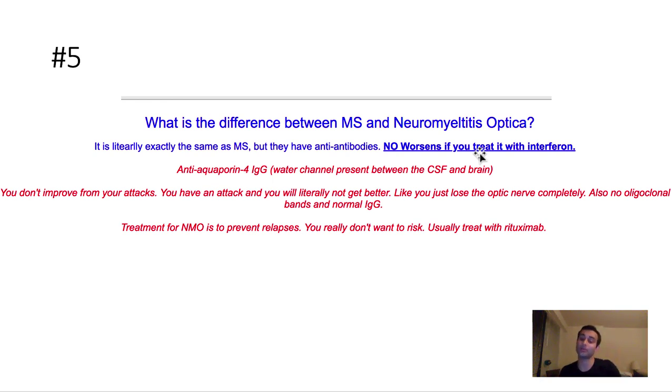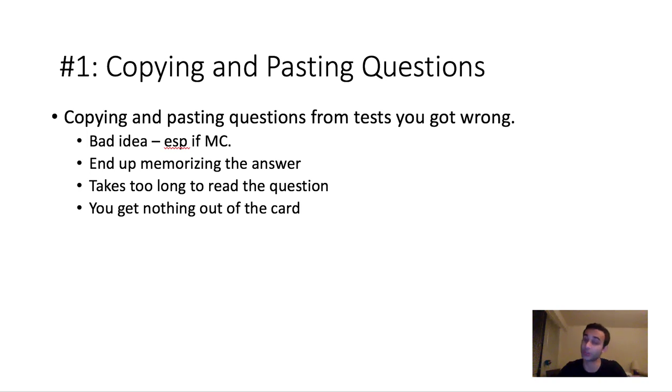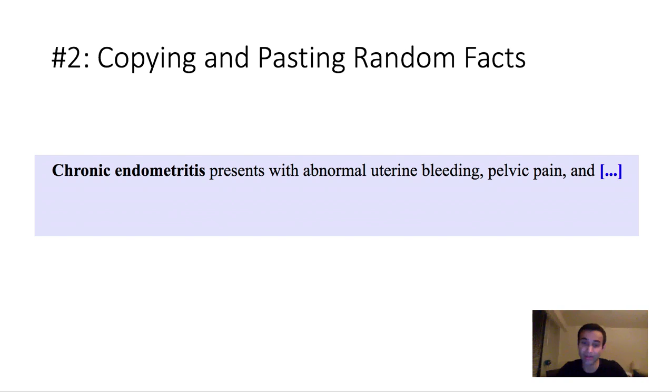Those are 5 very common mistakes I see when people make flashcards. We can review them very quickly. The first one is copying and pasting questions. Just don't do it. You memorize the answer without learning the concept. Copying and pasting random facts is also a really bad idea. You should always try to have flashcards in the question and answer format because that's how you'll usually be thinking on the test. By having random facts, you'll just memorize a word and an association, maybe with the disease if you're lucky, but you won't actually understand the underlying basis behind that.